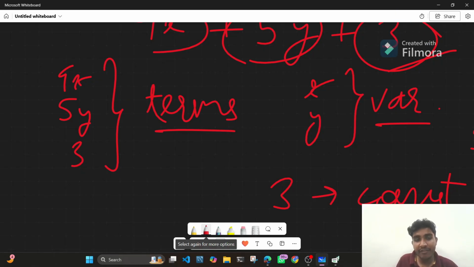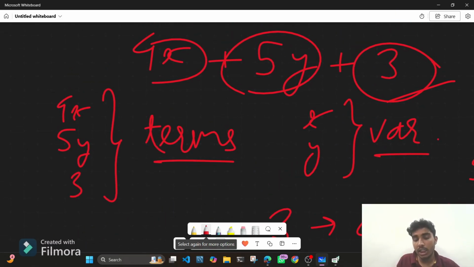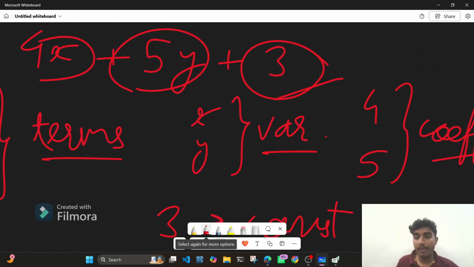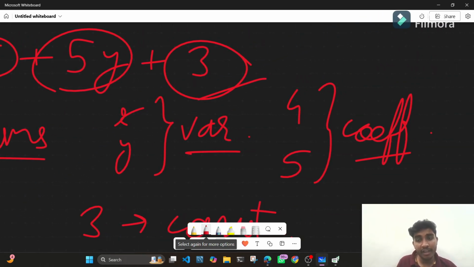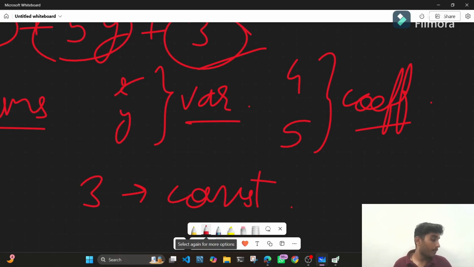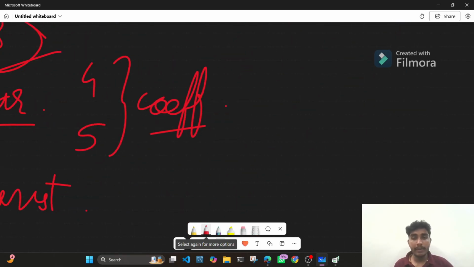So 4x, 5y and 3 are terms that are separated by addition or subtraction. x and y are variables. 4 and 5 here are the coefficients of x and y respectively, and 3 is the constant. I hope this is clear.